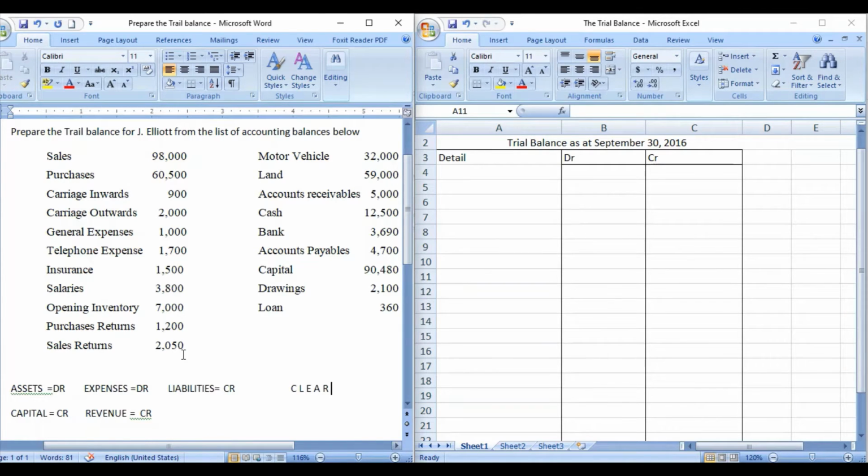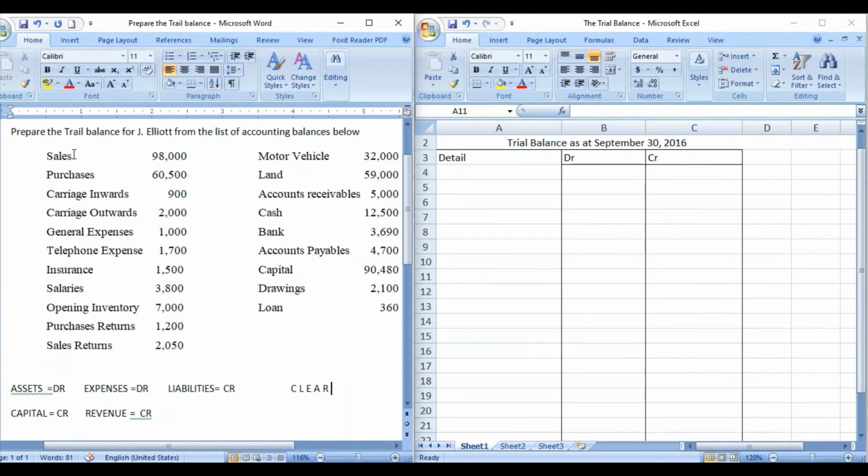So now we are going to look at the balances for J. Elliott. So we have sales, purchases, carriage inwards, carriage outwards, general expenses, insurance, salaries, opening inventory, purchases returns, sales returns, motor vehicle, land, accounts receivable, cash, bank, accounts payable, capital, drawings, and loan. So we want to go right ahead now.